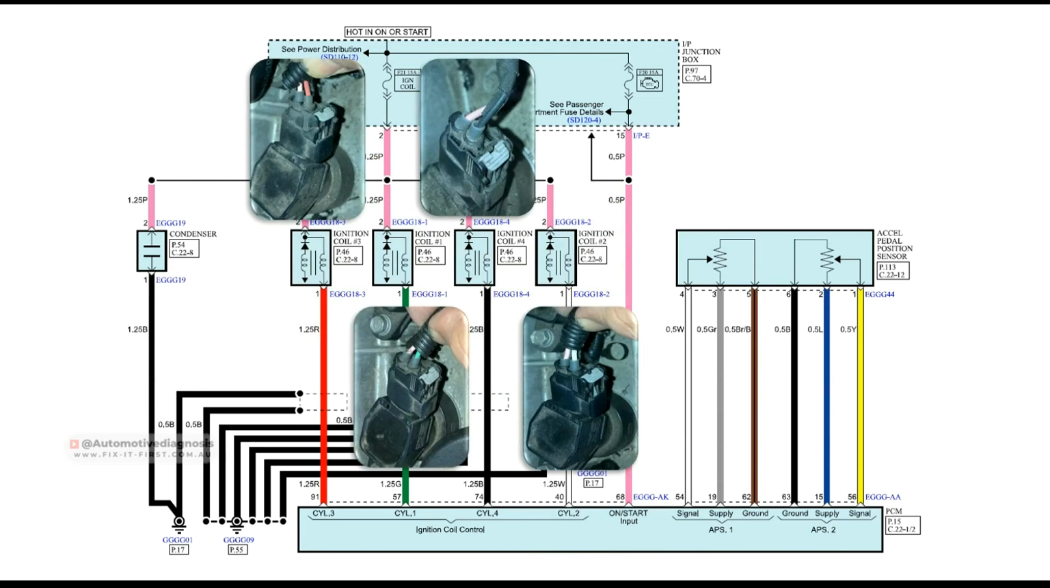Let's have a look at the ignition coils. So you see the photo of each ignition coil in this case. For example, for ignition coil number 3, you see 2 wires over here. The pink one is the power supply and the red one is the control line.